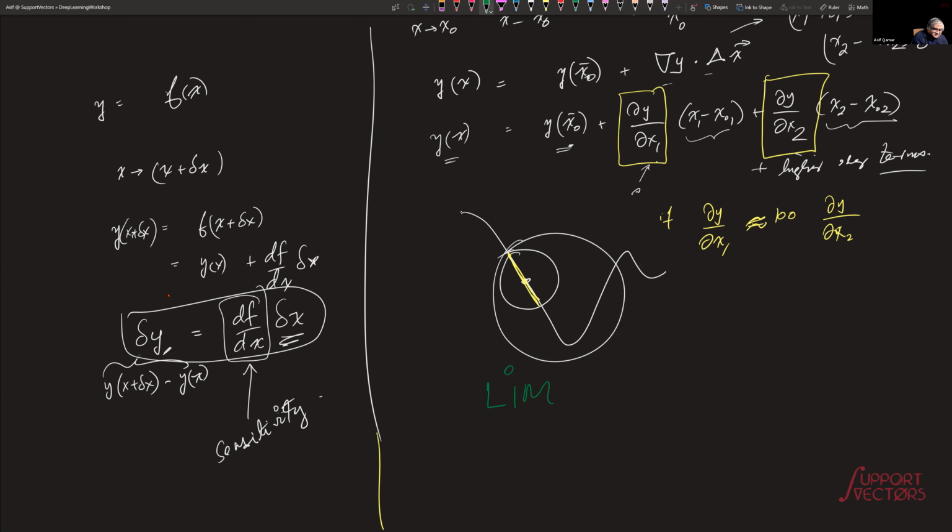Lime. What does lime stand for? So what happens is, it belongs to a class of models called surrogate models.